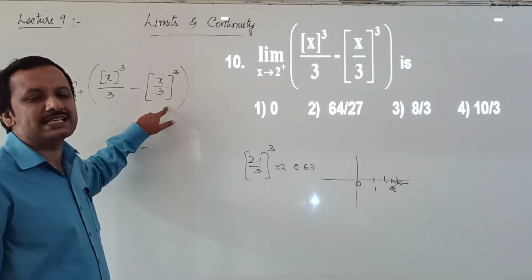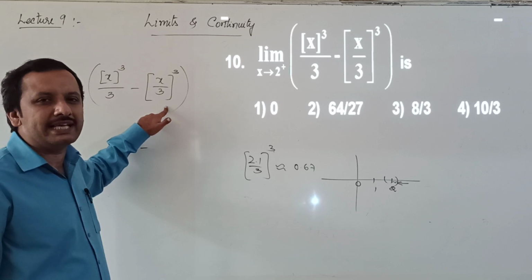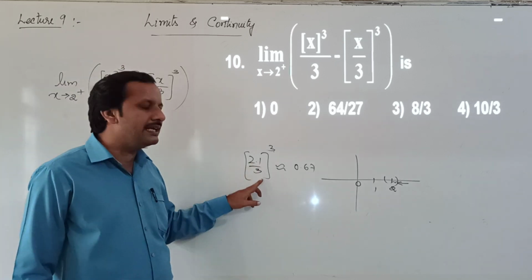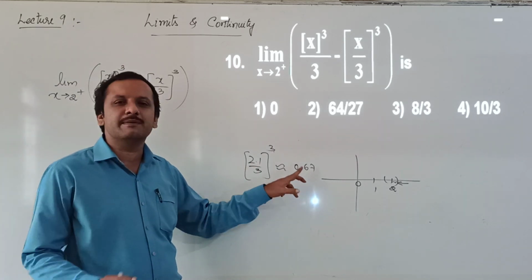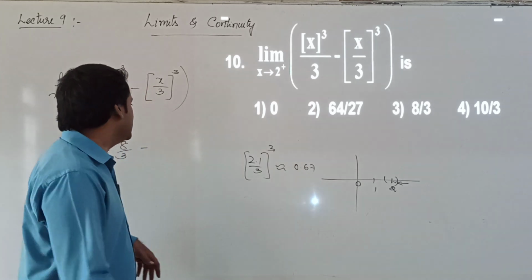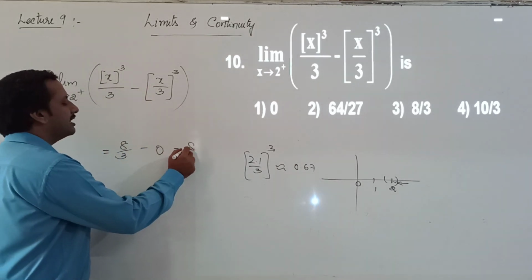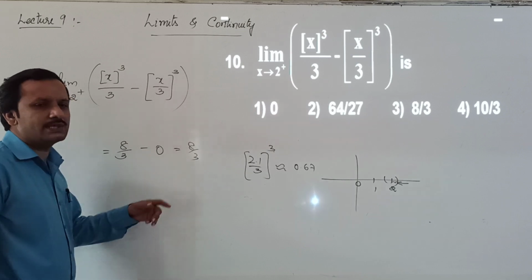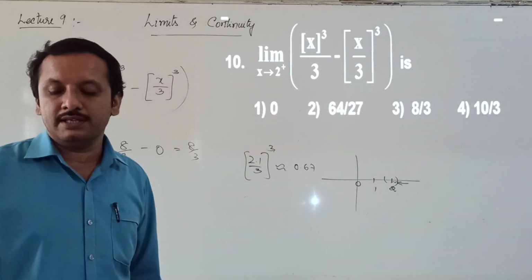If x by 3 is less than 1, step of x by 3. So 2.1 by 3 is 0.67. Step of 0.67 is 0. And 0 cube is 0. 8 by 3 minus 0. The answer is 8 by 3, which is the third option.